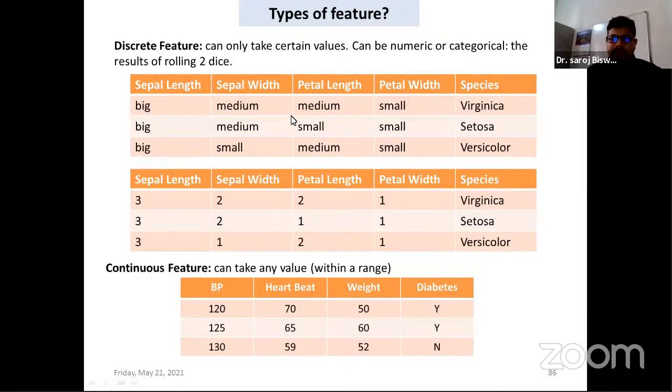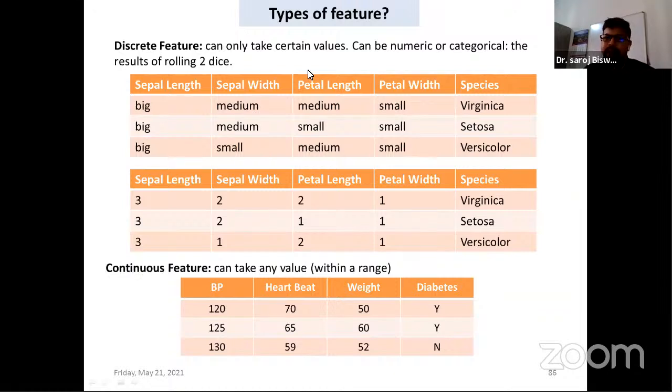Initially in machine learning, there are different categories, different bases by which a feature can be categorized. But especially in machine learning, in most cases, we can see that there are two kinds of features: discrete features and continuous features. What is a discrete feature? It can take only certain values, but it can be numerical or it can be categorical.